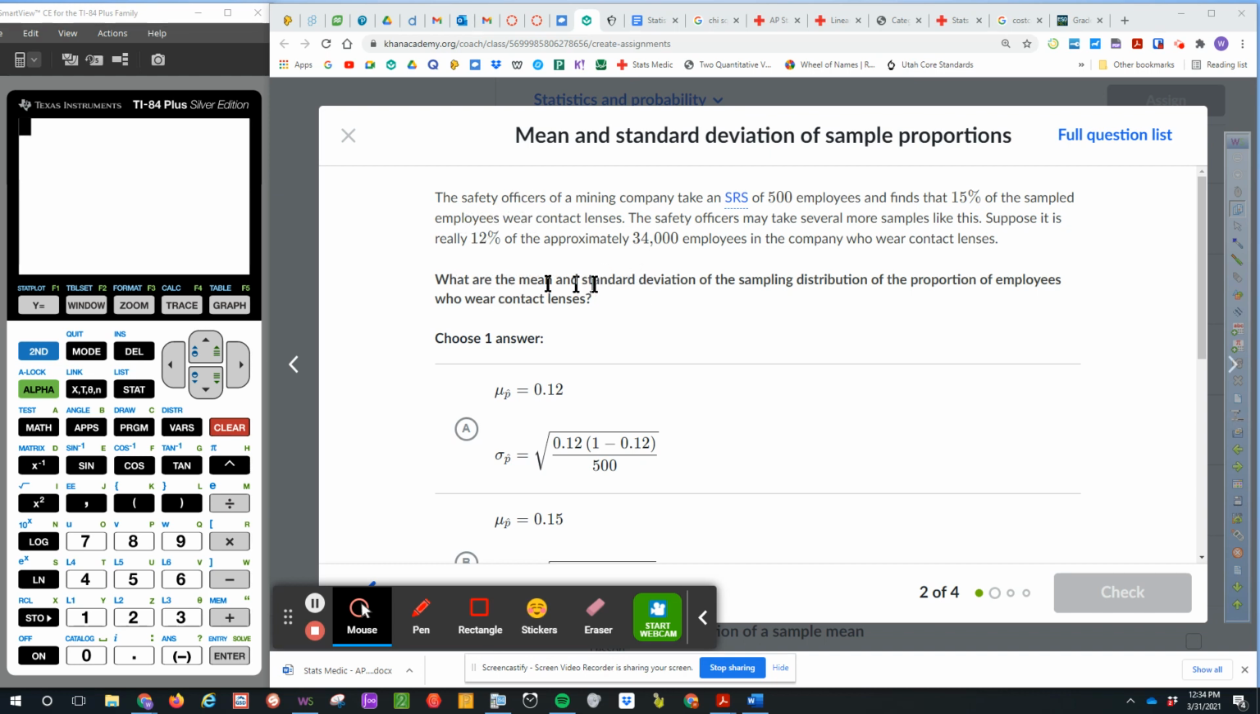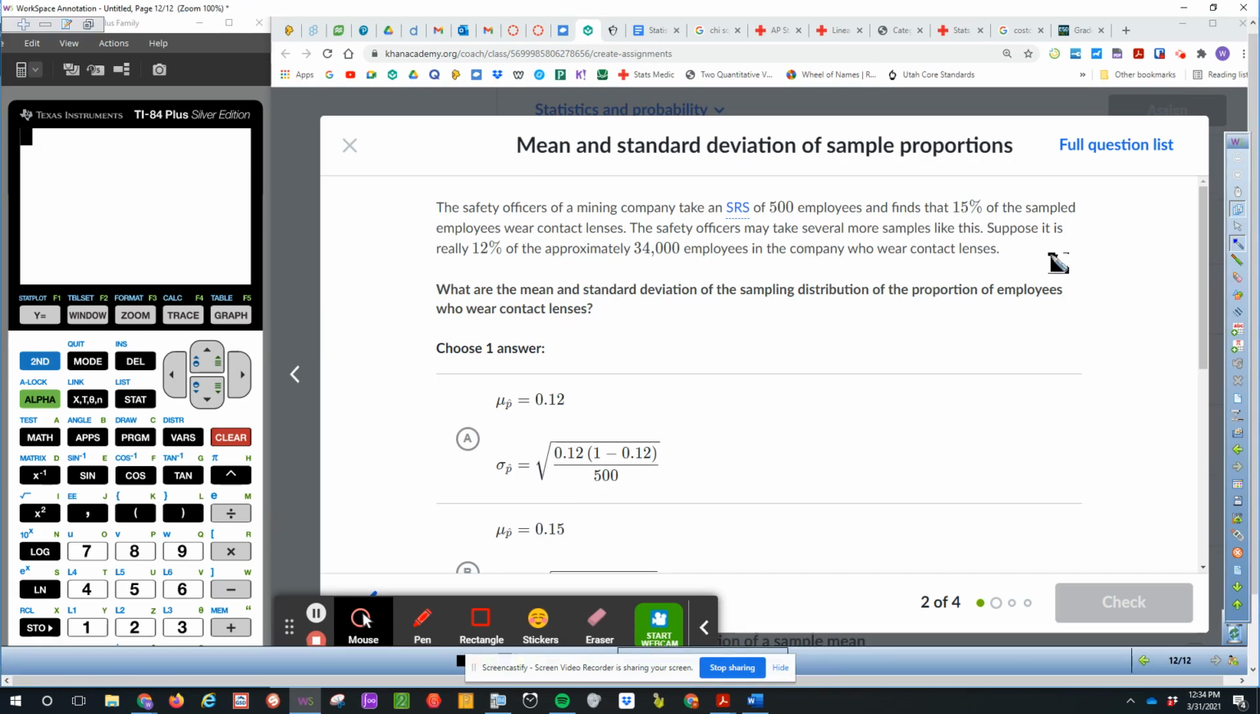So what are the mean and the standard deviation of the sampling distribution of the proportion of employees who wear contact lenses? At this point, you need to understand something. They ask you for the mean. Now, the symbol for that is mu, which we know as an average, like a mean. If you write this subscript p hat, that means it's the mean of the sampling distribution of the proportion, because there's a p here. And this should be equal to P.